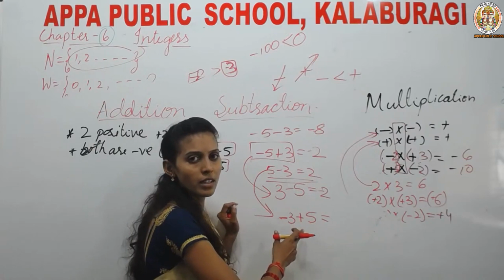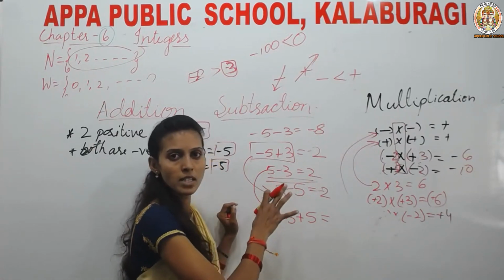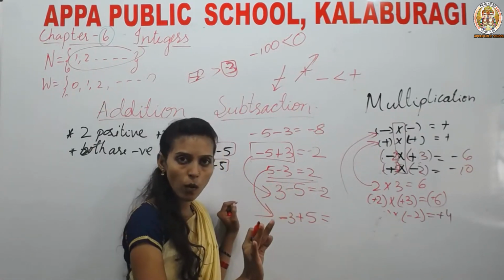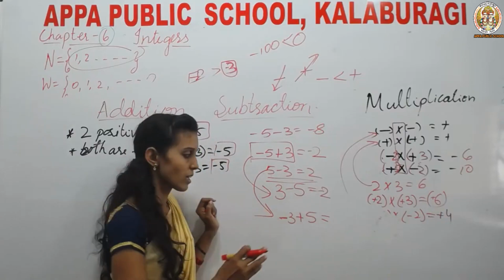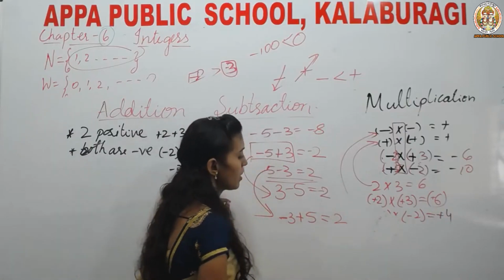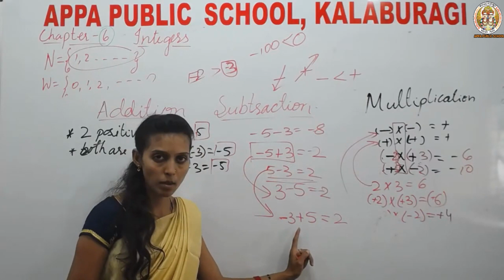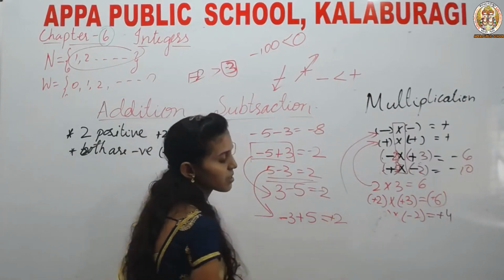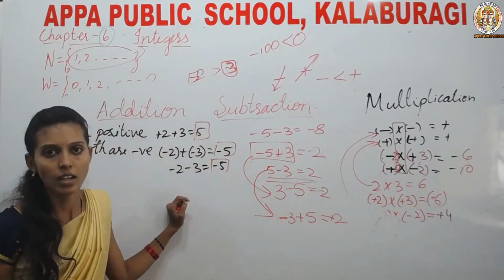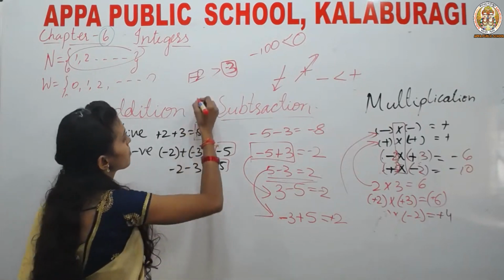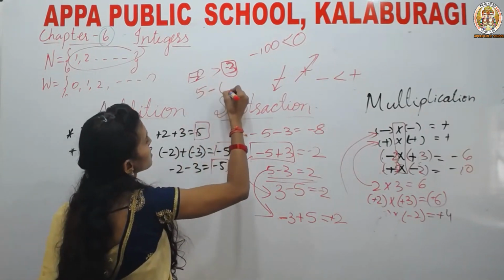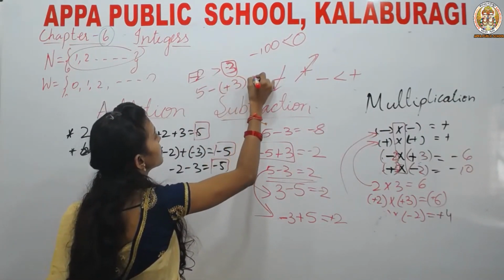Numbers are different, signs are different, so it comes under subtraction. Subtract as a whole number only. 5 minus 3 is 2. Here the bigger number is 5. 5 has got the positive sign. So the answer is plus. That's it. Understood? What if the problem is given like 5 minus of plus 3?